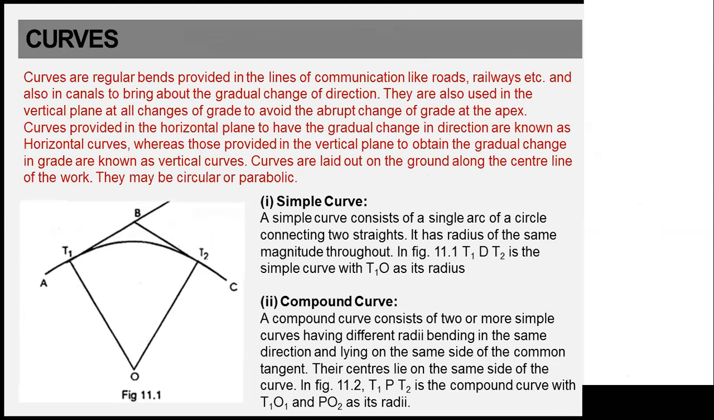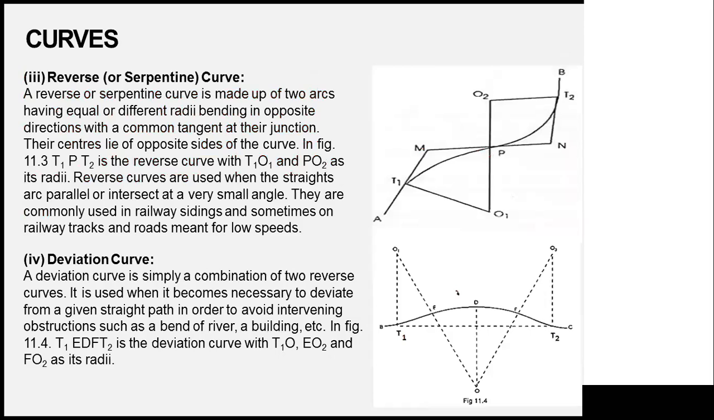So the first type is simple curve. A simple curve consists of a single arc of a circle connecting the two straight lines, as you can see in this image. Compound curve consists of two or more simple curves combined together, having different radii, right? And if your compound curve is in reverse direction, then that curve is called a reverse curve.